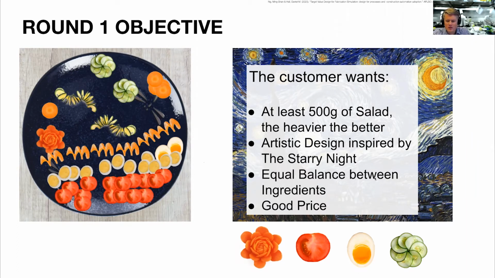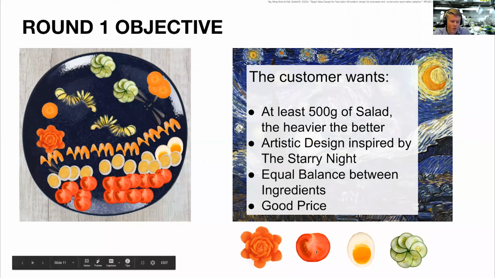So the ingredients should be balanced. We'll talk about the ingredients in a moment, but there are 4 ingredients here. There are carrots, there's tomato, there's egg, and there's cucumber. So you need to balance between these 4 ingredients.